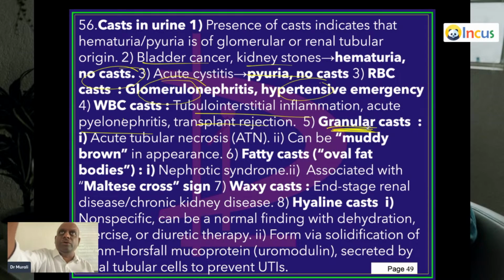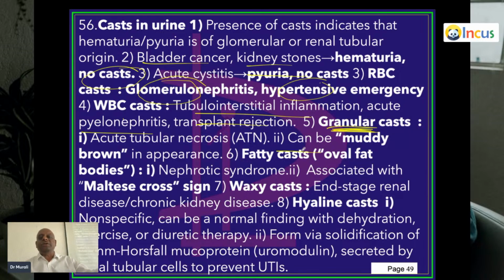There are casts in the urine which are granular. इसको बोलते हैं angry urinary sediment. मतलब किडनी बहुत नाराज, गुस्से में है. Granular casts are an indication of acute tubular necrosis. And they can be muddy brown in color.